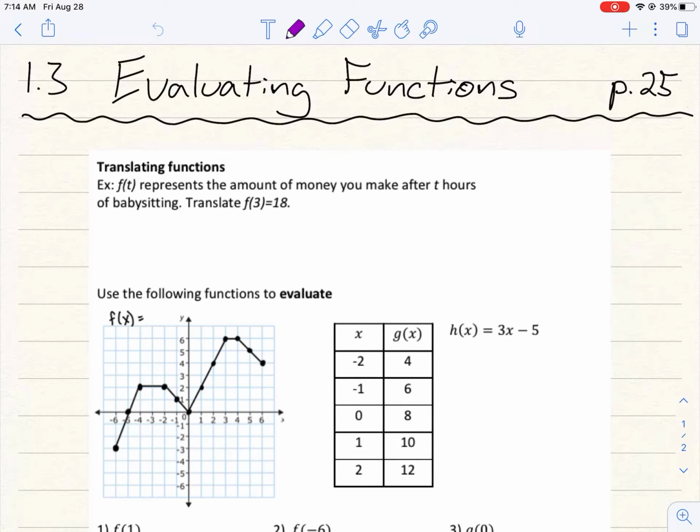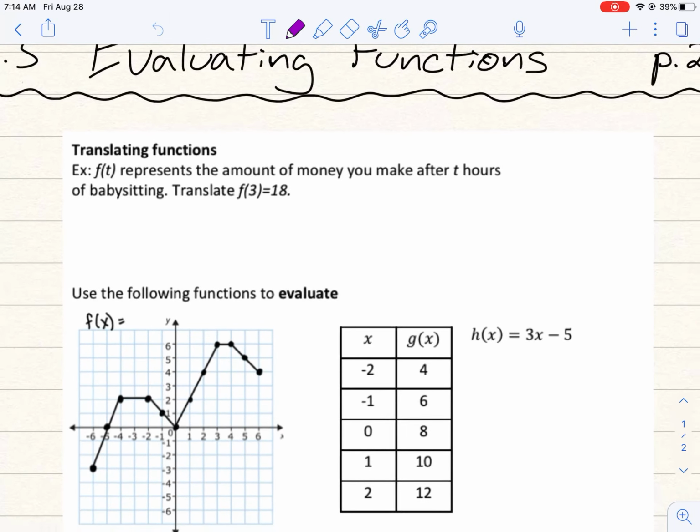Hello everyone, we are going to continue with our next section of notes here where we're going to start talking about evaluating functions. Previously we've talked about defining what a function is. How can you tell if something is a function or if it is not? And then we looked at domain and range. Now we're going to be looking at actual functions and trying to determine what the outcomes are given certain inputs. We're going to look at a bunch of different types of functions here. The first thing that we're going to cover is translating functions.